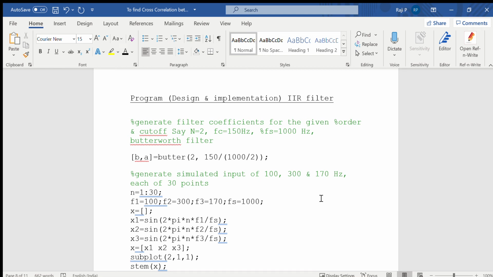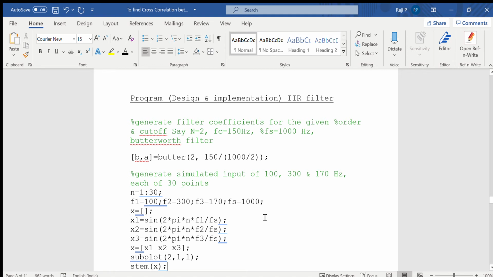This video discusses how to design an IIR filter. IIR stands for Infinite Impulse Response Filter. There are two types of IIR filters, that is the Butterworth filter and the Chebyshev type 1 and type 2 filters. IIR filters are basically designed in the analog domain and later transformed into the digital domain.